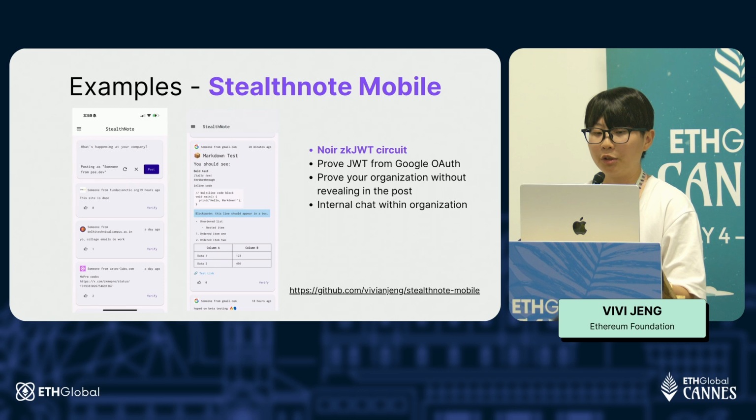So you can use Google Auth to log in with your organization account. For example, for us, we will have a psc.dev domain email, and then you generate a ZK proof to prove that you are within the organization. And then you can publish a post in this platform as someone from psc.dev. And you can also create an internal chat with the people from your same organization.